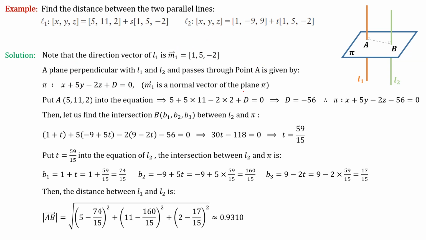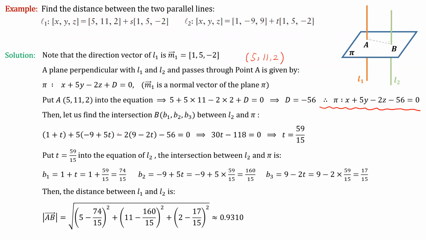Because M1 is the normal vector of the plane pi, right? And point A is a point on L1. So from this equation of L1, we know a possible point for A could be 5, 11, 2, right? Then put the coordinates of A into that equation, in which we can solve d equals -56. Therefore, the equation for this plane, which is shown here in this graph, is x plus 5y minus 2z minus 56 equals 0.